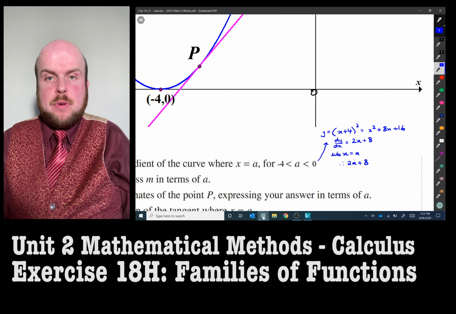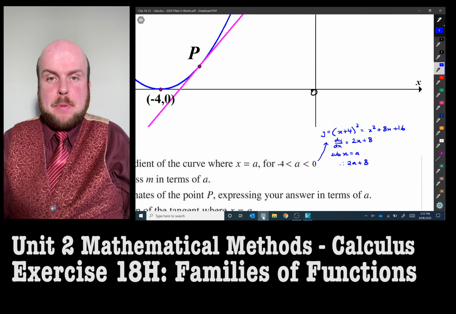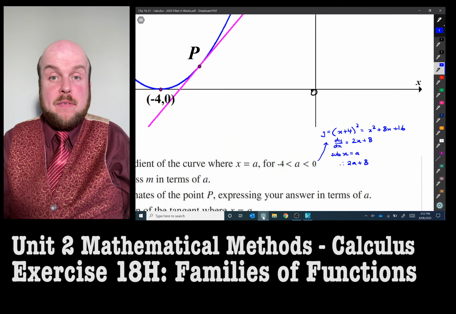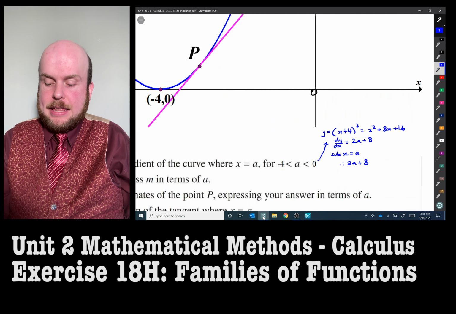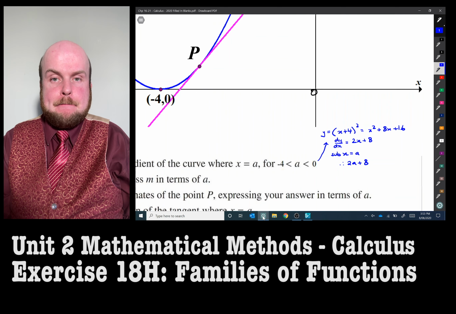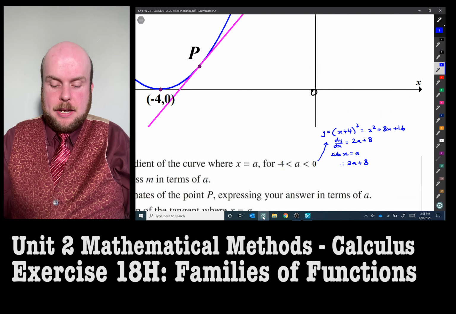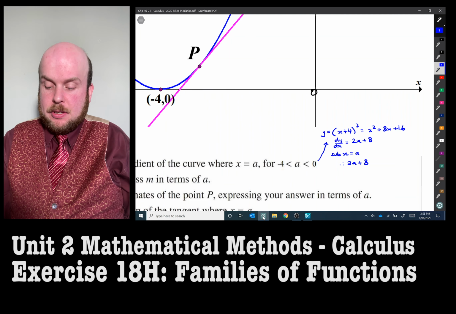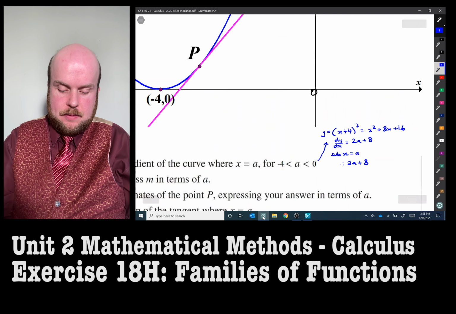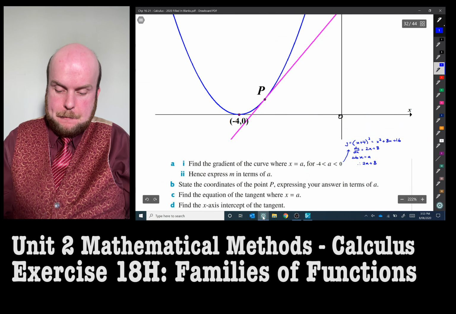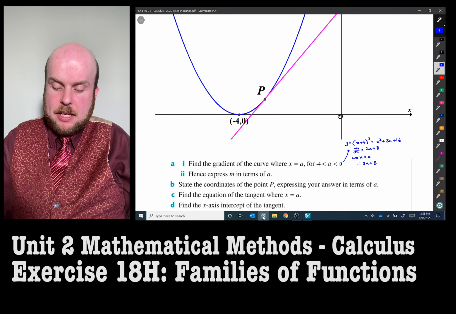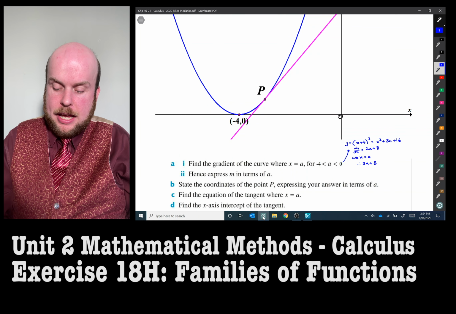We have now found the derivative. I expanded the brackets so that we can do the derivative in a much easier fashion, and then substituted x equals a into that derivative, and I have the derivative of 2a plus 8. This means that the gradient of the tangent line at this point is going to be equal to that derivative. So, to express m in terms of a, m is going to be 2a plus 8.